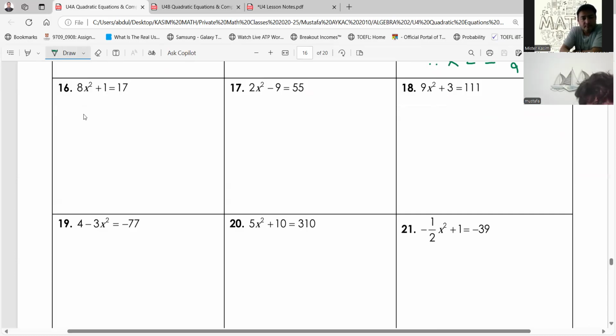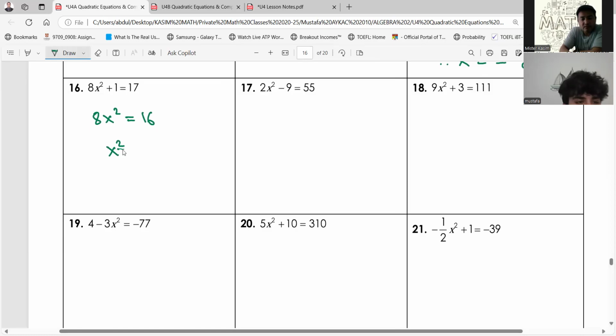16. Minus 1 from both sides and then divided by 8, which gives you x squared equals 2, right? Then what is x squared? Yeah, and then x squared equals 2. Then what is x? Plus or minus square root of 2, right? Okay, next.